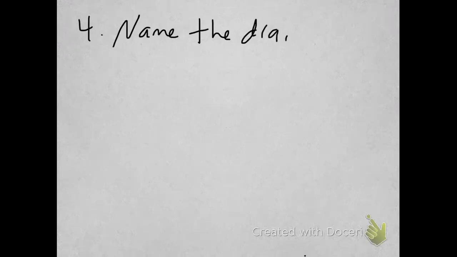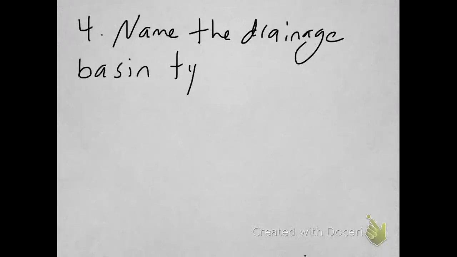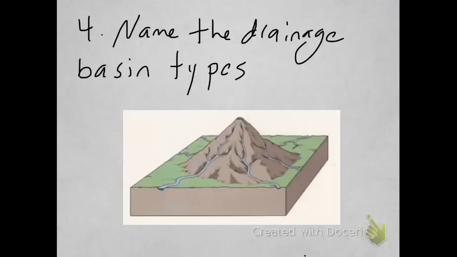Question number 4, name the drainage basin types, which I'm going to show you pictures for. Name the drainage basin types. So here's the first one. This is called what? Okay, that's radial because it's radiating from a central point.